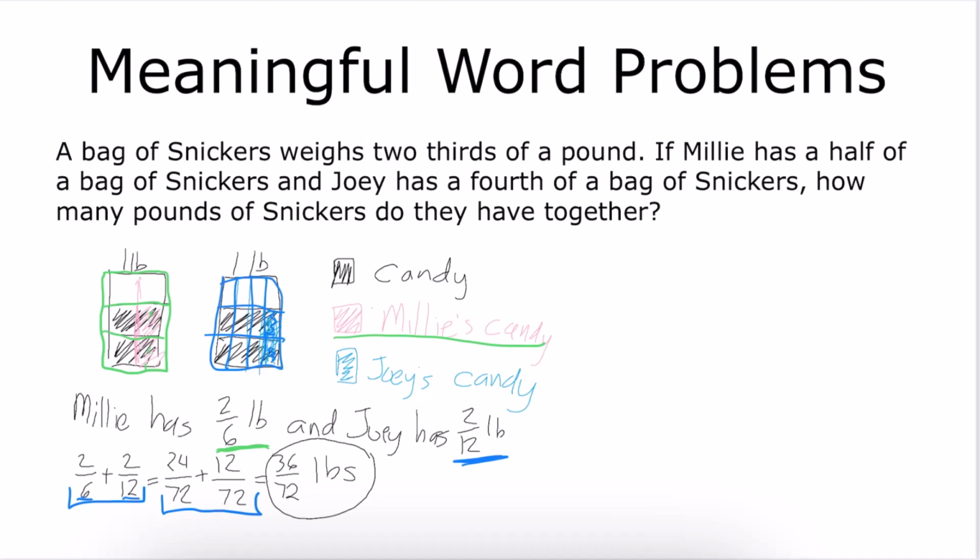And the answer was 36/72 of a pound, which if you were to reduce this, this would equal 1/2 because you could divide the top and the bottom by 36.